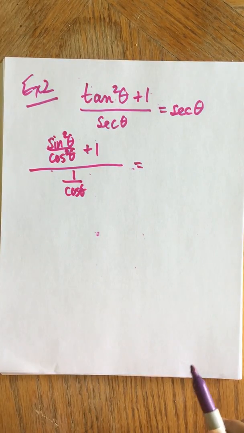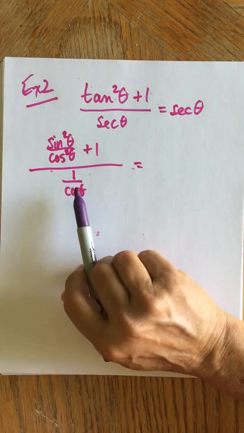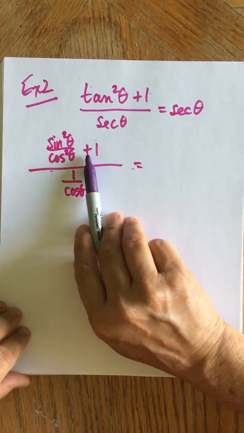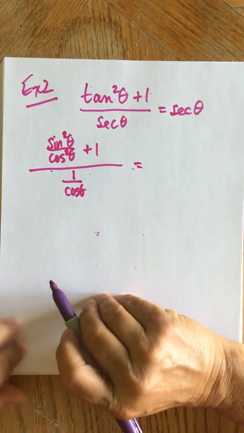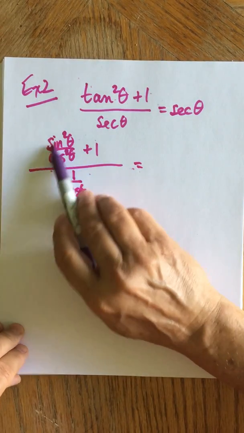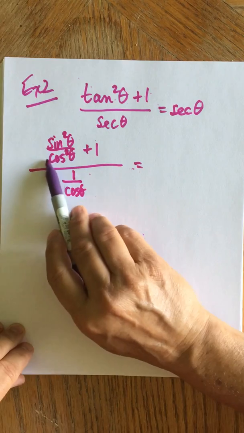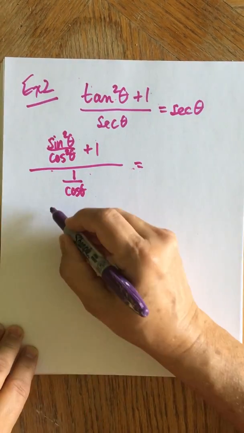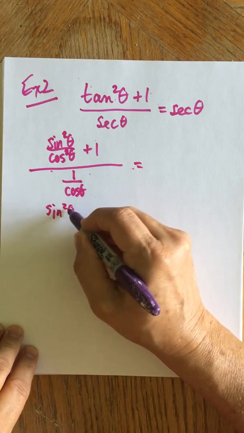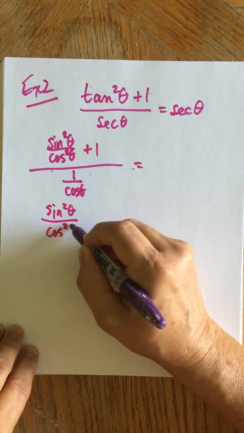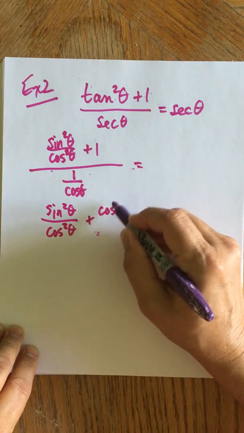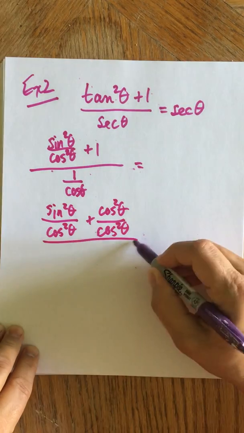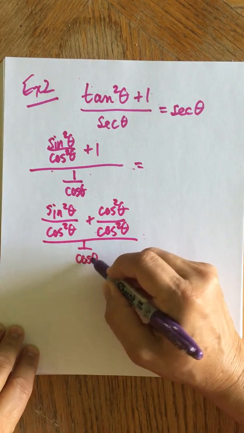Now, I don't want to flip and multiply because I really need to get this to be all one numerator, and so I want to do what it's begging me to do, which is to add. But to add these, since this is a fraction, I need to get a common denominator, and the denominator is cosine squared. So I'm going to express 1 as cosine squared over cosine squared. So here I'll have sine squared theta over cosine squared theta plus cosine squared theta over cosine squared theta, all over 1 over cosine theta.